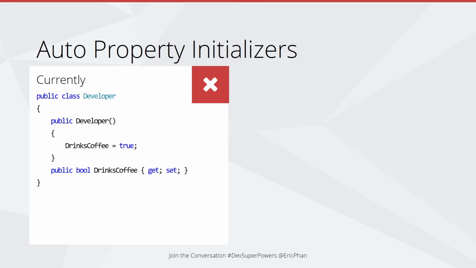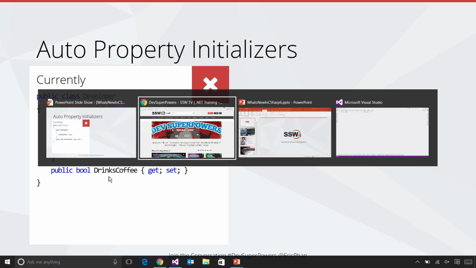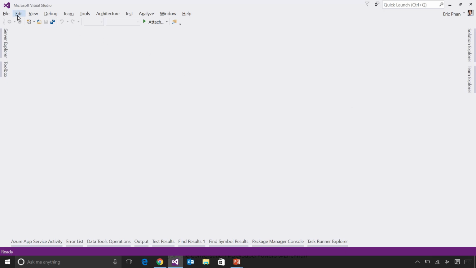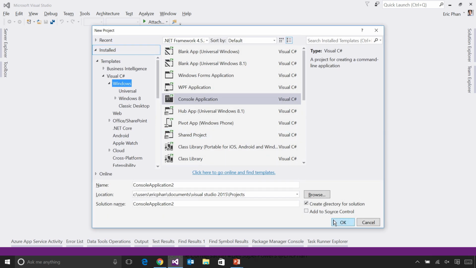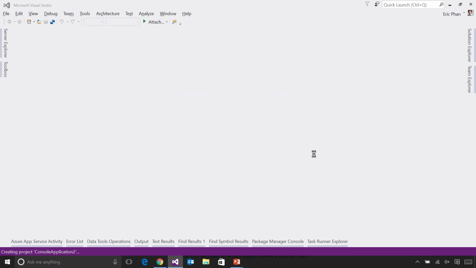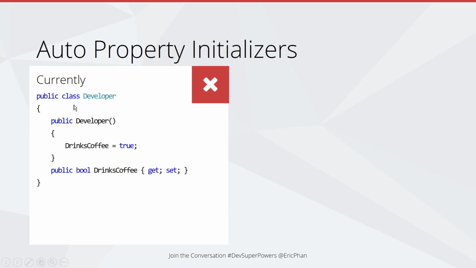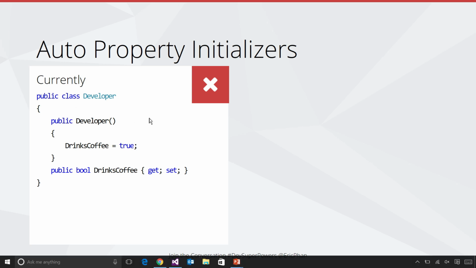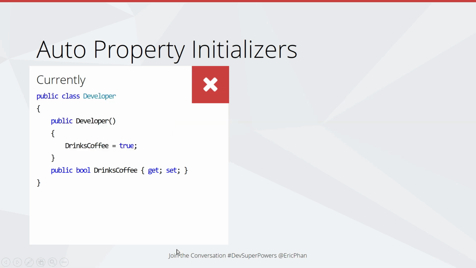So, C#6 features. The first one I'm going to go into is automatic property initializers. If you were to declare a class and some properties and you wanted to set a default value, this is how you would currently do it. Let me just jump into Visual Studio and walk through this with you. I'll start a brand new C# console application. I won't be lazy, I will actually type out the code.